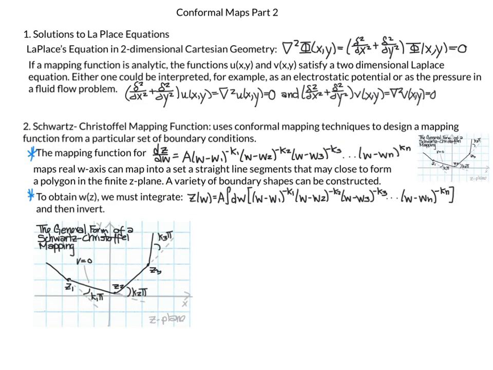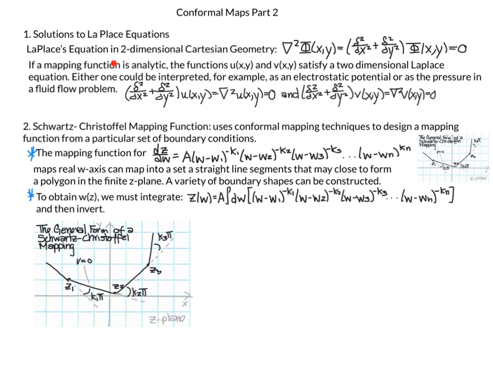To review what we have covered in this video, this is part 2 about conformal maps, and there are 2 maps that we were particularly concerned with in this video. First is solutions to Laplace equations. The Laplace equation for 2-dimensional Cartesian geometry is given by the second order partial derivatives of a function phi of x, y equal to 0. So this is the Laplace equation. Often we use this del squared to denote the second order partial differential equations.